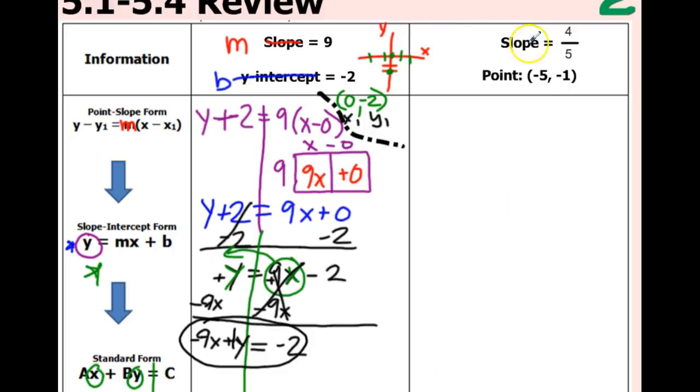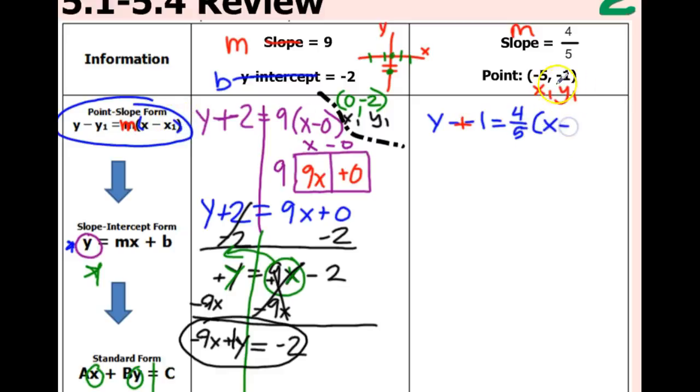Then, our next equation, slope is m, 4/5, and our point right here is x and y. That's our one point we have to plug in. So let's write out our equation in point-slope form. y minus y1, which is a -1, that makes a positive. Two negatives make a positive, equal to our slope, m, which is 4/5. And then in parentheses here, we have x minus x1, which is a -5. Those two negatives again make a positive.